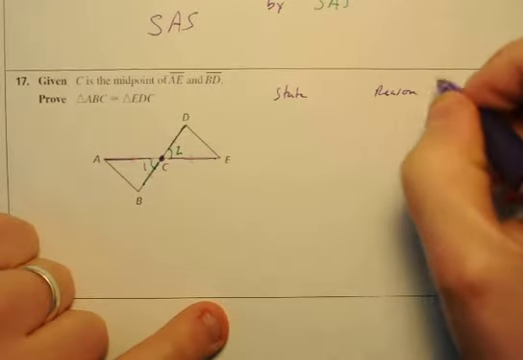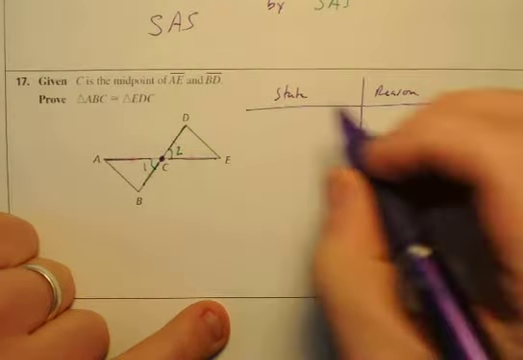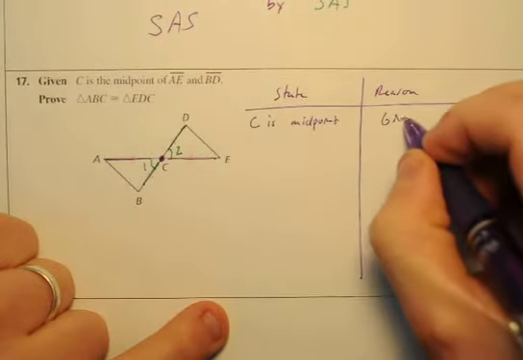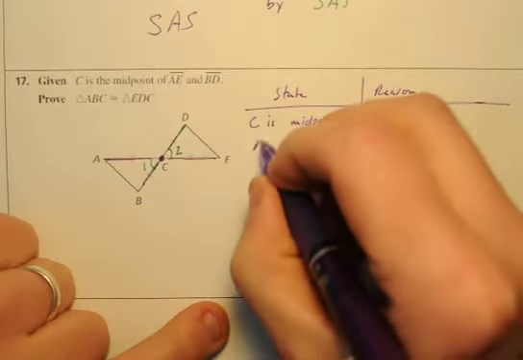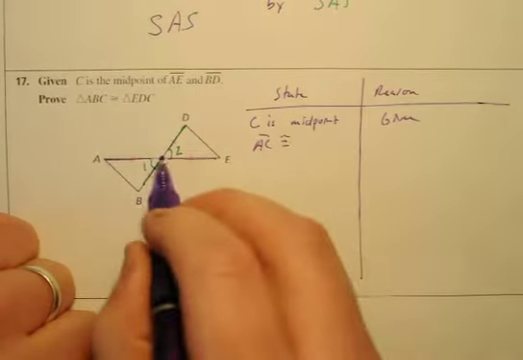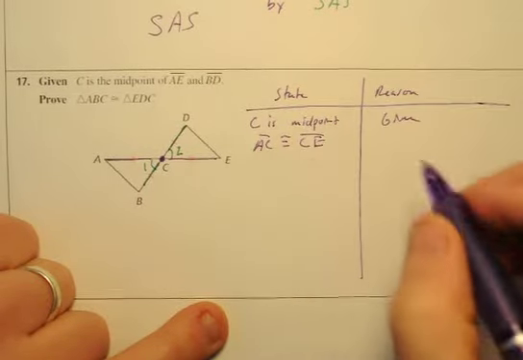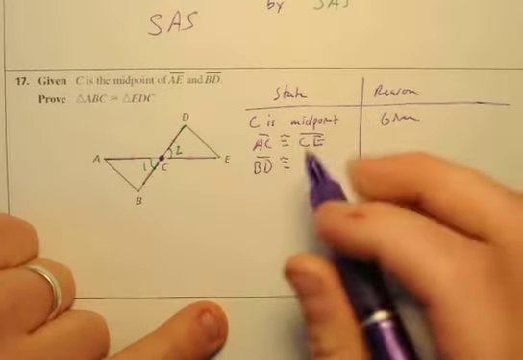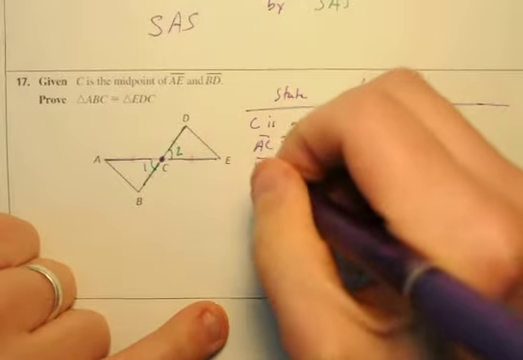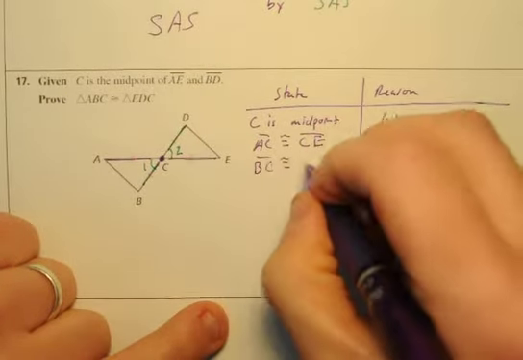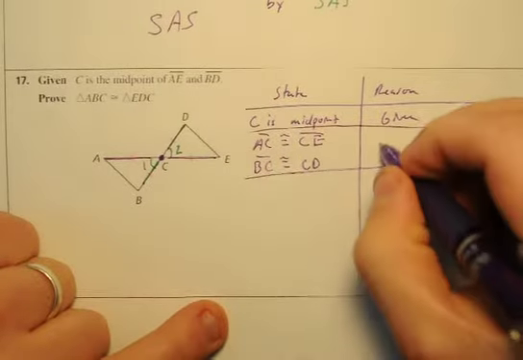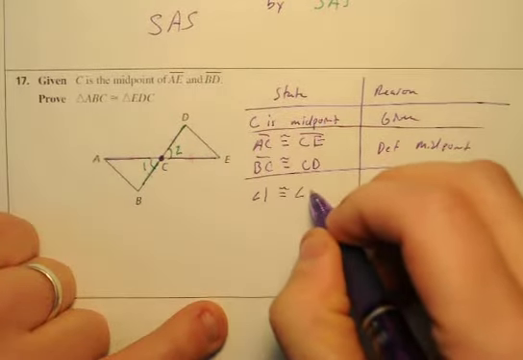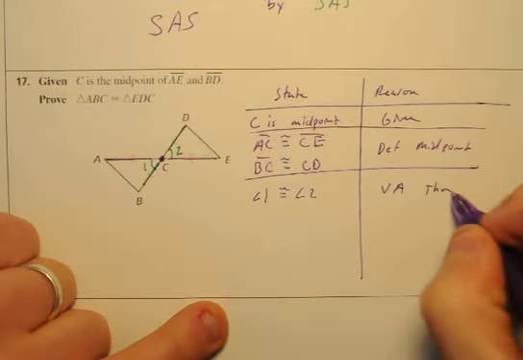Statement, reason. C is a midpoint. Given. We can say that AC is congruent to CE, and BC is congruent to CD by the definition of a midpoint. We can say angle 1 is congruent to angle 2 by the vertical angle theorem.